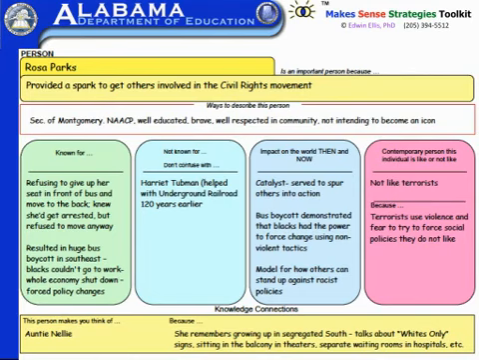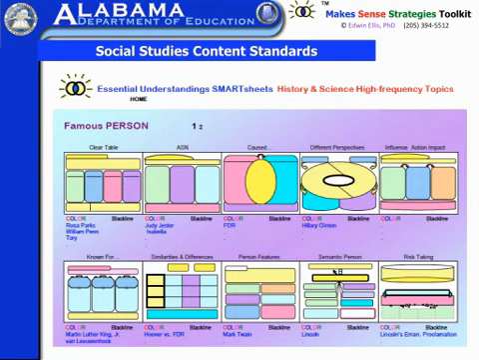Here's an example of how that looks for Rosa Parks. For an example, don't confuse Rosa Parks with Harriet Tubman, because she worked with the Underground Railroad 120 years earlier, and so forth. Okay, now we're back on that famous person page, and notice that whenever you have another number there, there's another page of these things.